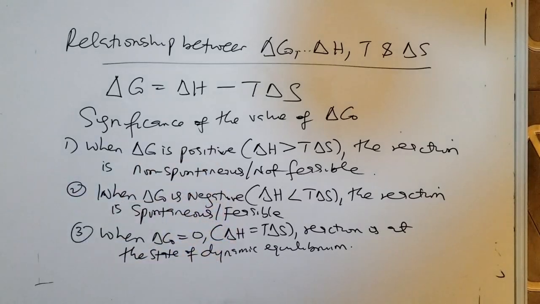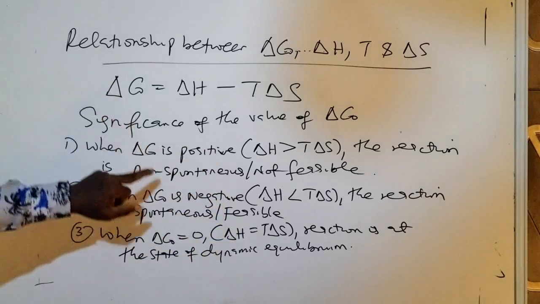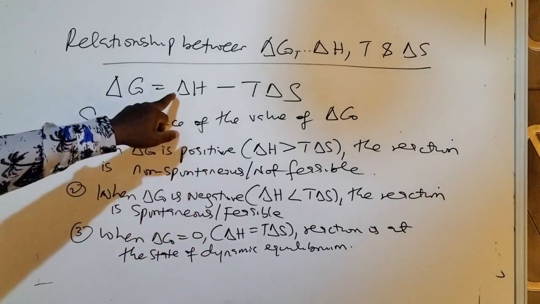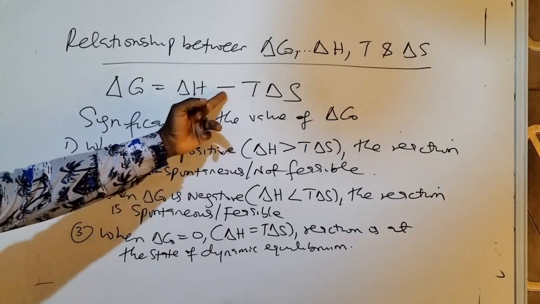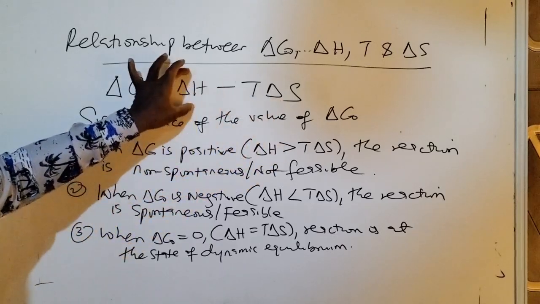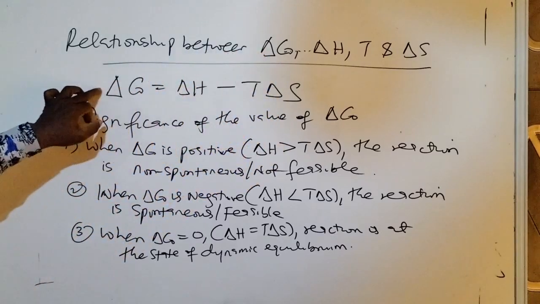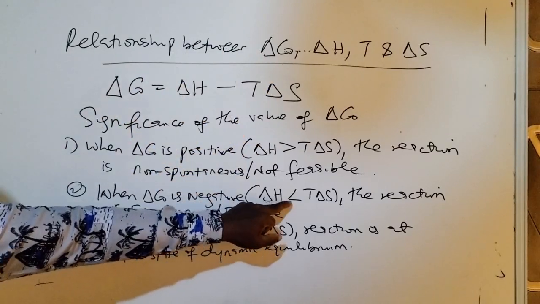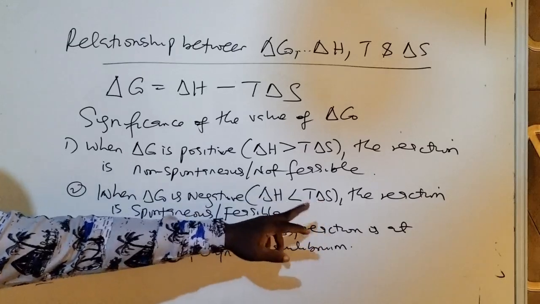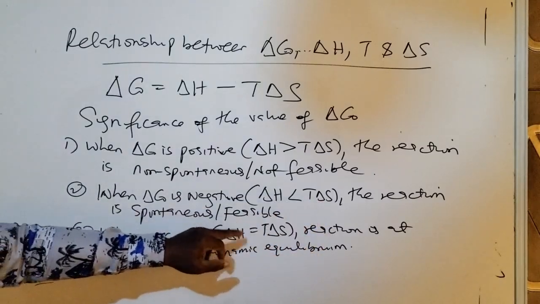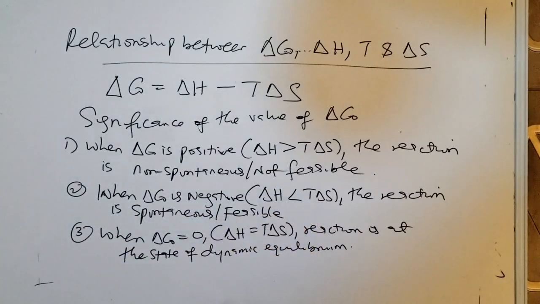Now, when the value of delta G is negative, what does it imply? It means that the enthalpy change should be less than the product of these two, so this value should be smaller than that one for the result to be negative. So the enthalpy change is less than temperature times entropy change. The reaction is said to be spontaneous or feasible. For a reaction to occur in chemistry, the value of delta G must be negative.